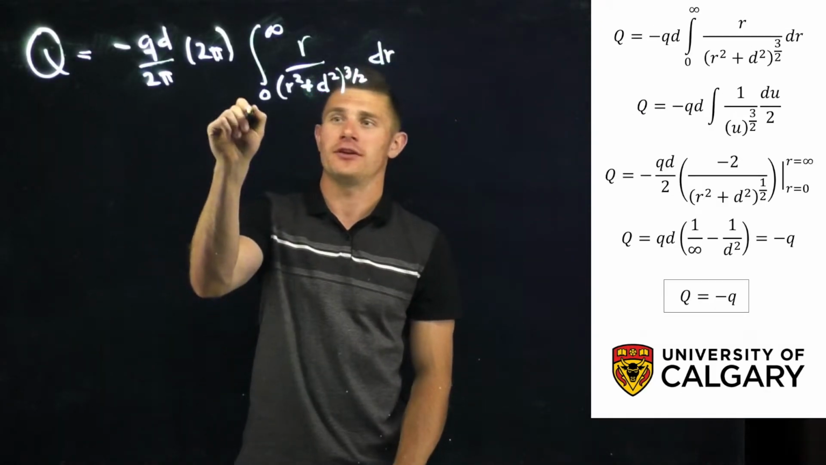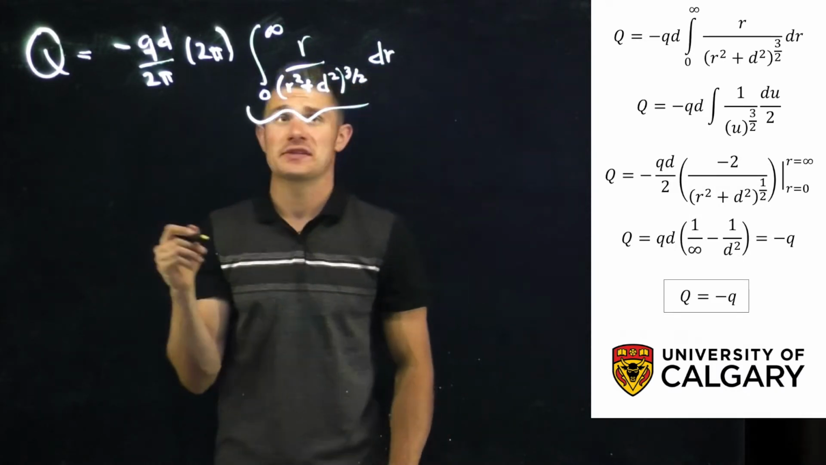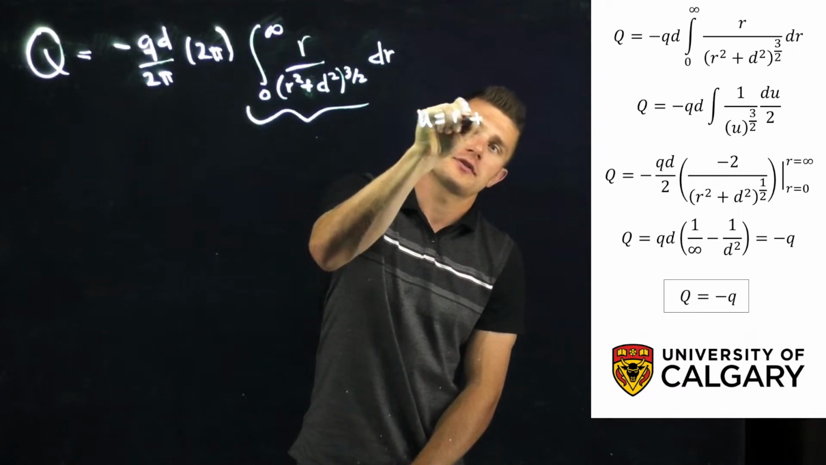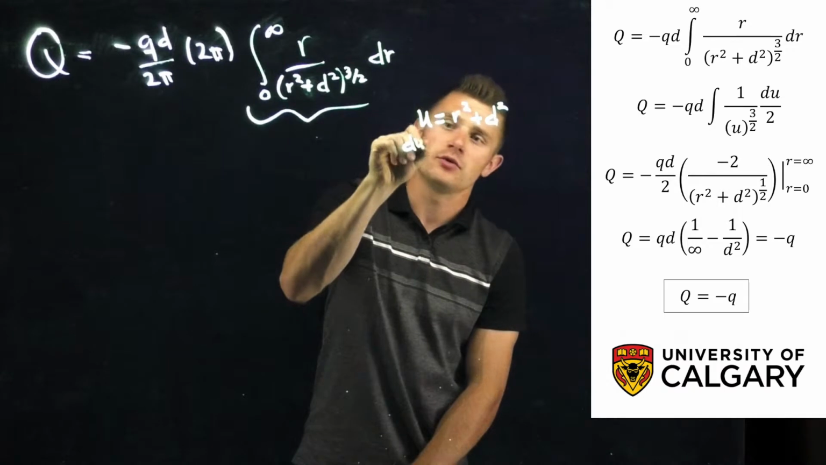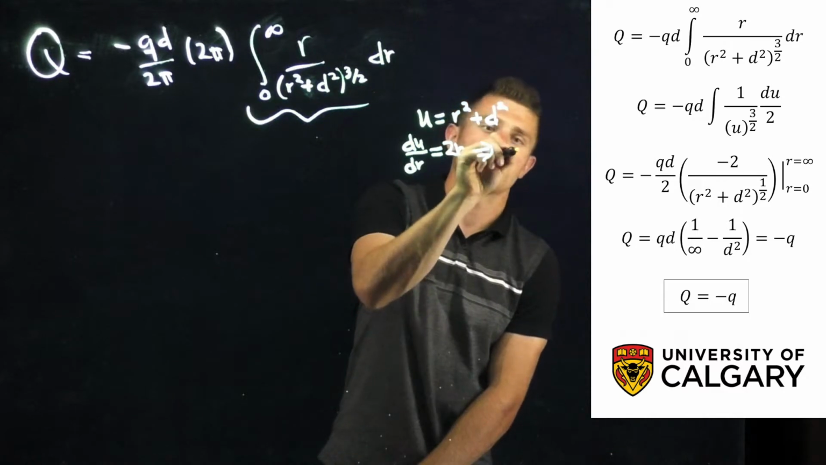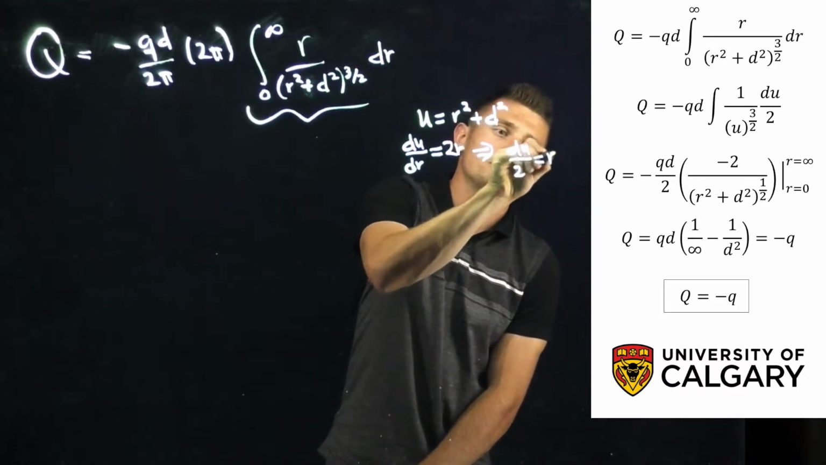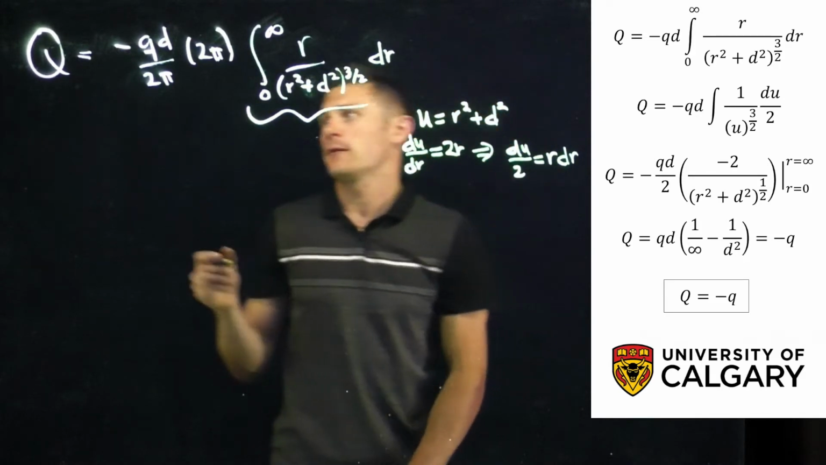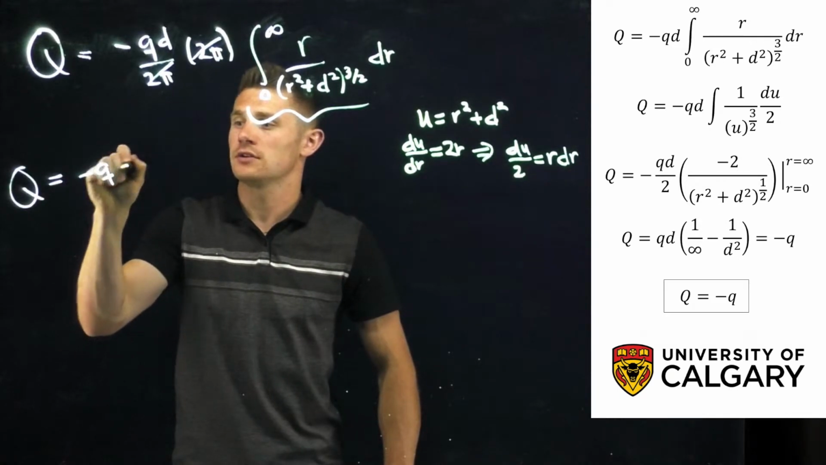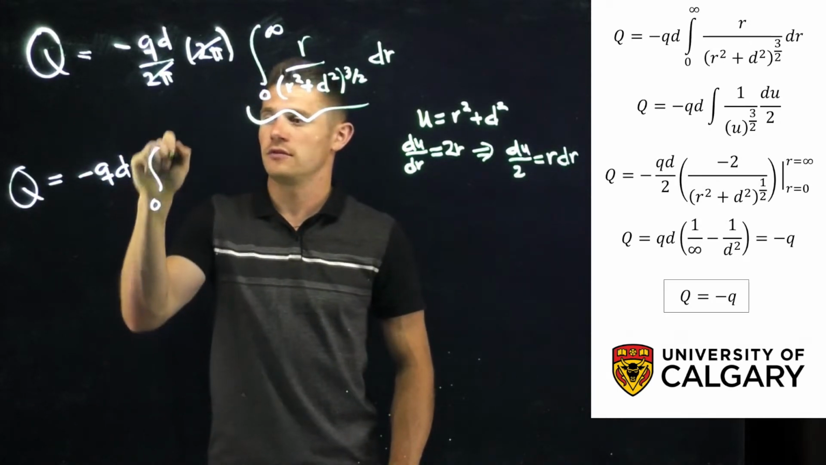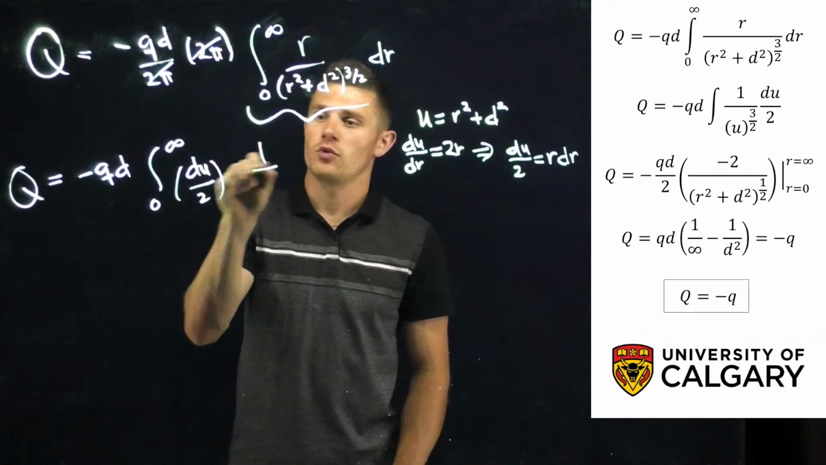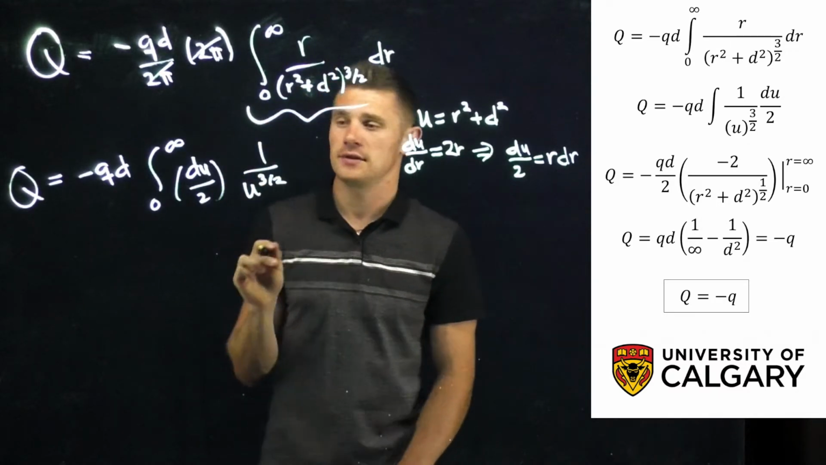So we'll continue and find out the solution to this integral. We'll use a standard substitution where we let u equal r squared plus d squared. Then du by dr will be 2r, which we can rearrange to become du over 2 equals r dr. We substitute these into here, so we get q equal to, canceling the 2 pi's, minus qd, and then from 0 to infinity the r dr will give us du over 2, and we end up with 1 over u to the 3/2 in the denominator.